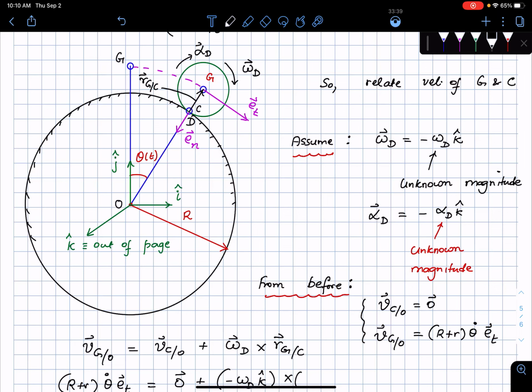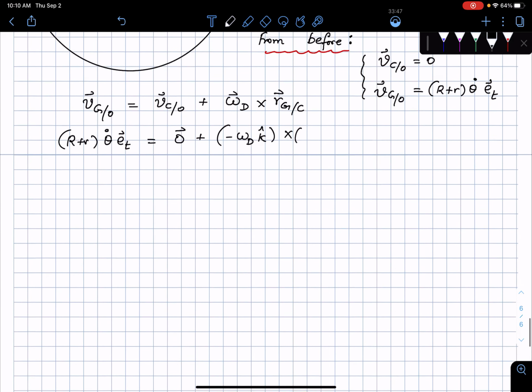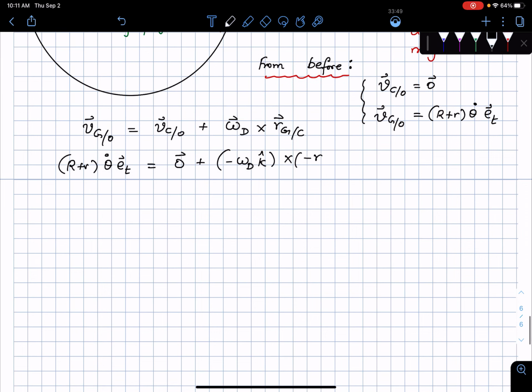And you immediately notice it is in a negative En direction. So r_G/C is nothing but the radius of the disk, but in a negative En direction. So if I look at it this way, this is minus r in the negative En direction. Now I look at my triad. I had Et, En, and then minus k. This was my triad from before.